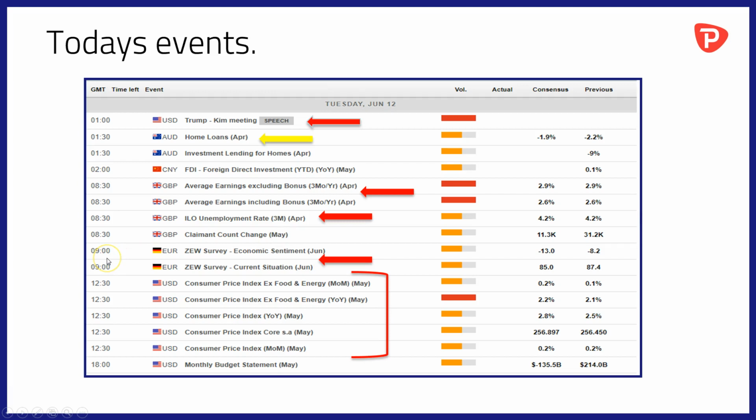At 9 o'clock GMT, we will have the influential ZEW Economic Sentiment and Current Situation Survey data for the month of June out of Germany. And then we jump forward to 12:30 for a raft of US inflation data, consumer price index data, including the ex-food and energy numbers, the broader numbers, and the core measures, all for May. And at 1800, a monthly budget statement out of the USA.